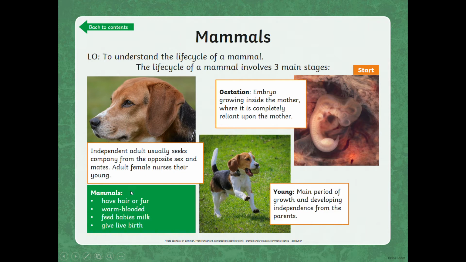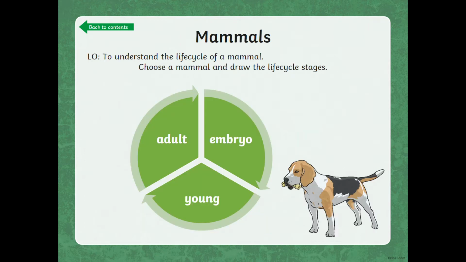And remember about mammals, they have hair or fur, they're warm-blooded, they feed their babies milk, and they give birth to live babies. They're alive, obviously, when they give birth. So there's just a basic life cycle of a mammal, from the embryo growing inside the mother, into the young, and then finally into the adult.